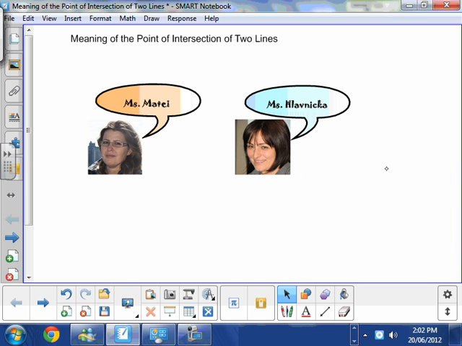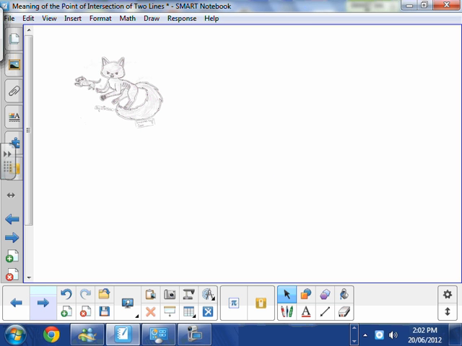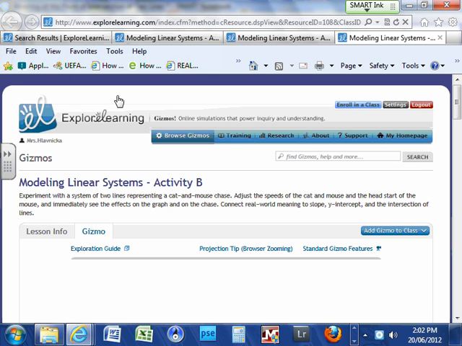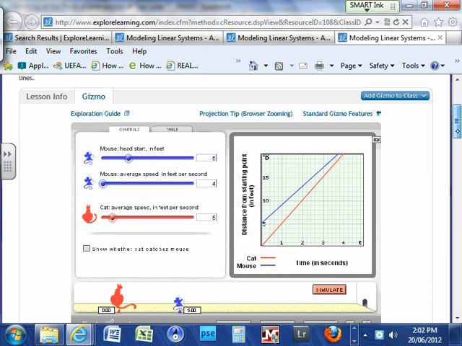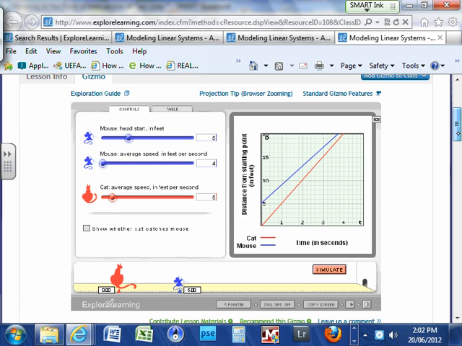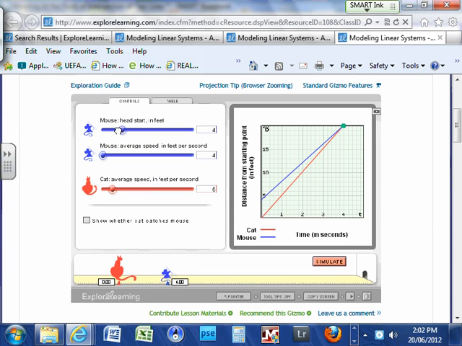We will be talking today about the meaning of the point of intersection of two lines. And in order to do that, we will be looking at a game, a cat trying to catch a mouse. Miss Slavnika, can you please explain for me this game?